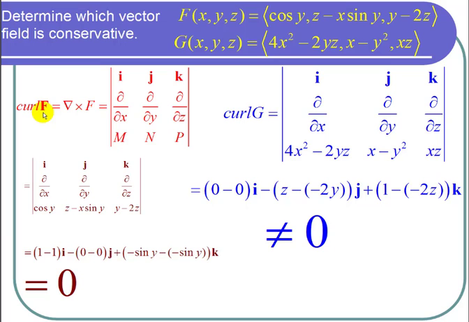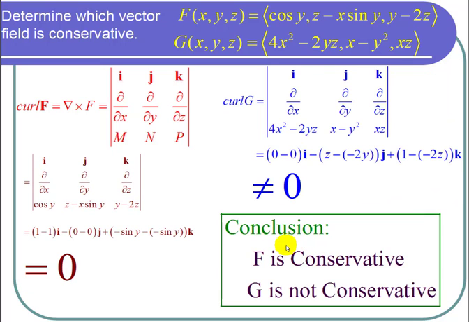So the curl of f is equal to 0, and the curl of g is not equal to 0. So I can conclude that the vector field f is a conservative vector field, and the vector field g is not a conservative vector field. And I'm done with the problem.